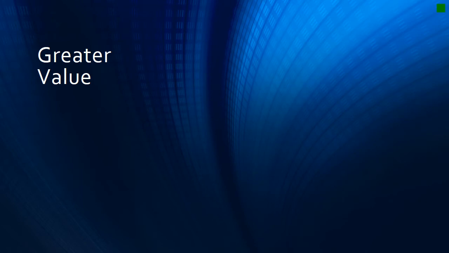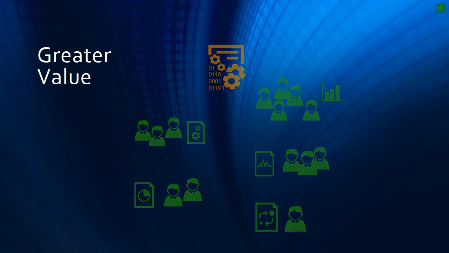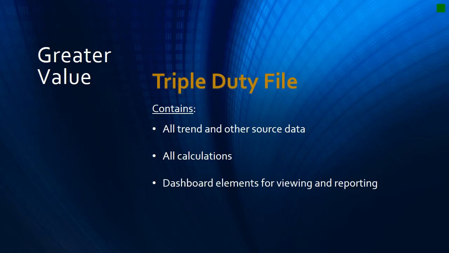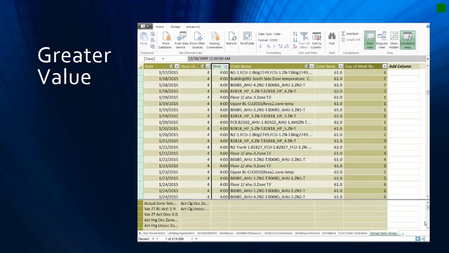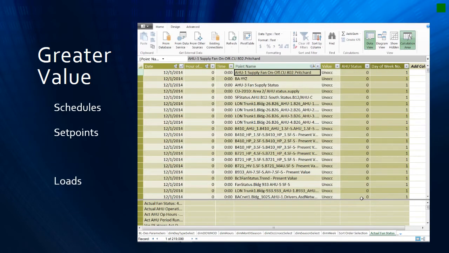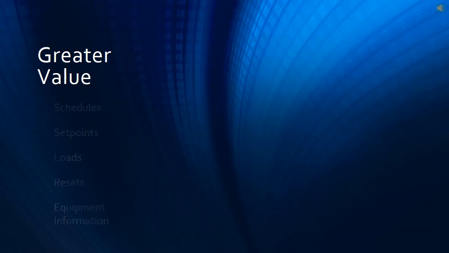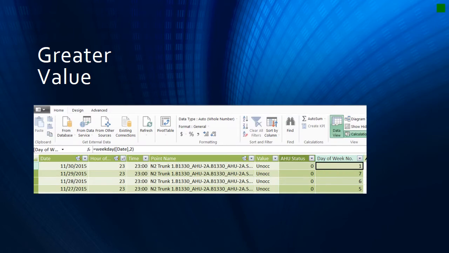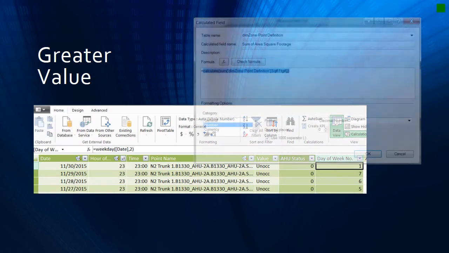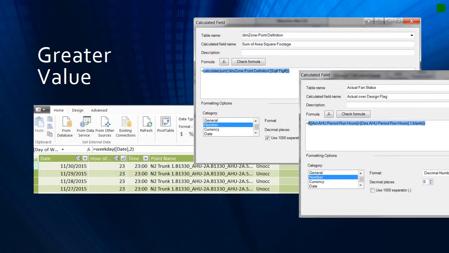One way value is added to something is to increase its utility, to make it more useful in more ways to more people. The data model we create is a triple duty file. All of the data is contained in our model, all of it. The trend data that's imported, the baseline and design tables. This provides a file with better transparency and better compliance with contract regulations and organizational standards. Also in the file are all of the calculations for the analysis, including calculated columns that are added to imported data tables and calculated fields that drive and utilize pivot table results.